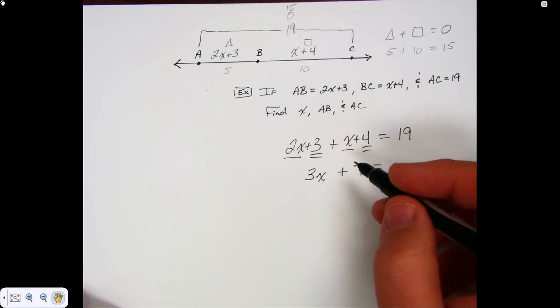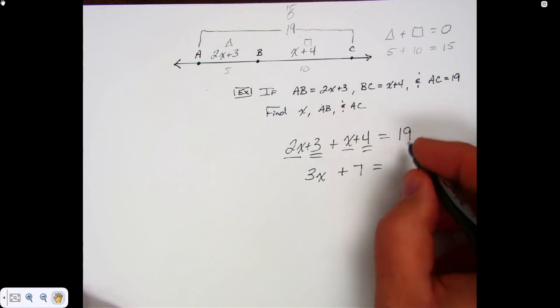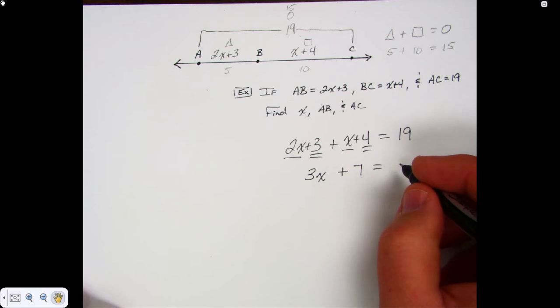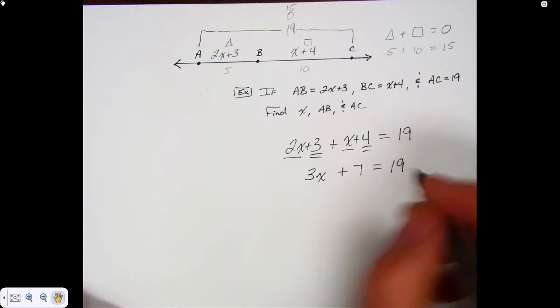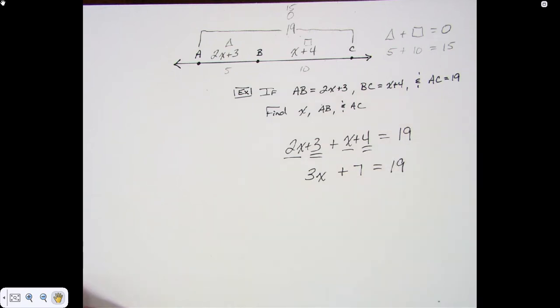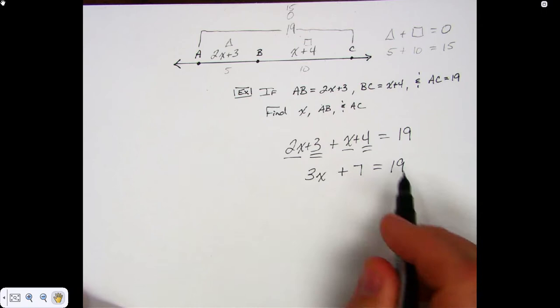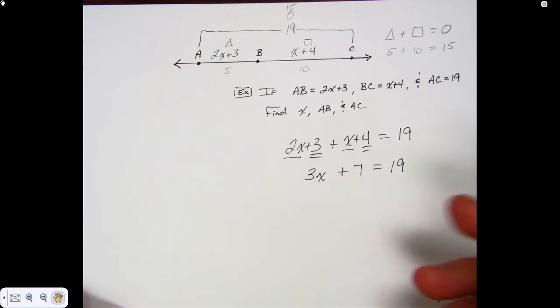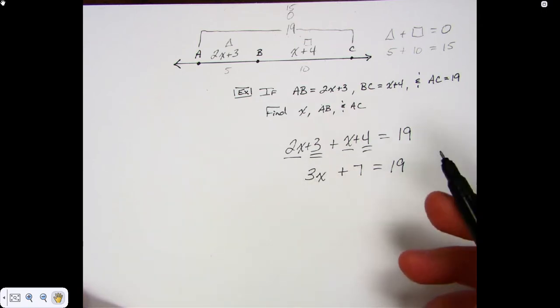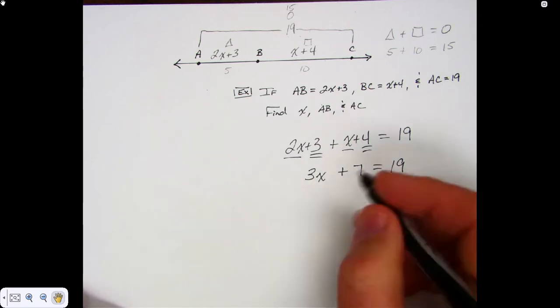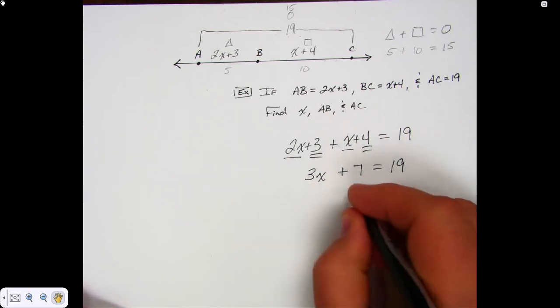Now, does that look a little more like what you're used to solving? Would you guys agree with that? Yes, sir. So now we're going to manipulate the equation to see what x is equal to. What am I going to do first? I would subtract 7 from both sides, because that leaves me 3x over here equal to what? Now, am I done?